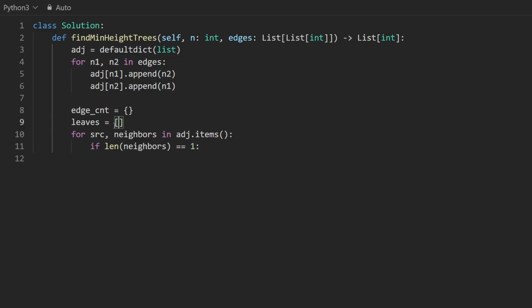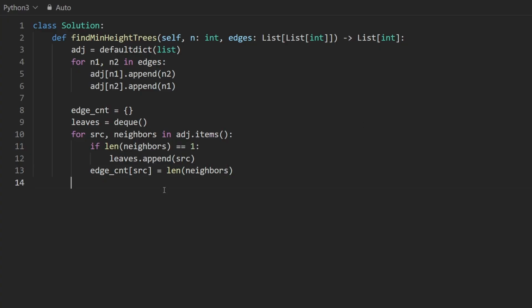But I think it's pretty clear why we want to start with the leaf nodes, because we're going to go layer by layer into the middle of the graph/tree, just like this. If they have a single neighbor, then they must be leaves. So we'll say leaves.append the source. Regardless of whether it's a leaf or not, we do want to count the number of edges for every single node. So we'll say edge count for this is going to be the length of its neighbors.